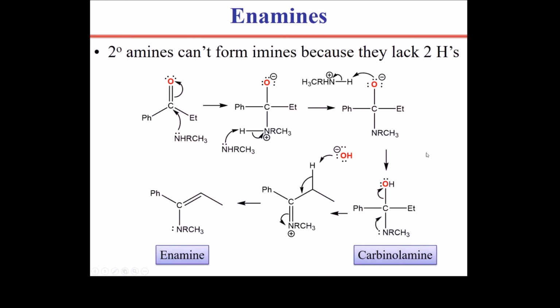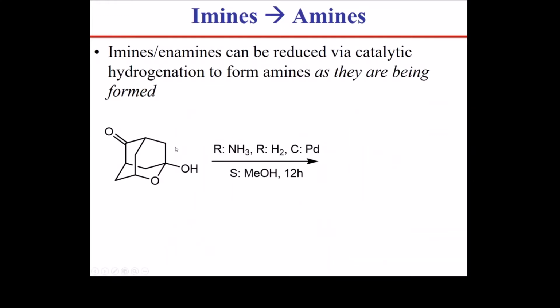So why do these show up again? And the answer is, well, we're going to do something with imines and enamines that ultimately ends up producing just regular amines. So here's an example. This compound right here, this is a ketone, and there's some other stuff going on, but it's the ketone that we're interested in. We're going to react this with ammonia, and the ammonia will react with the ketone to form an imine, but we're going to simultaneously catalytically hydrogenate this thing.